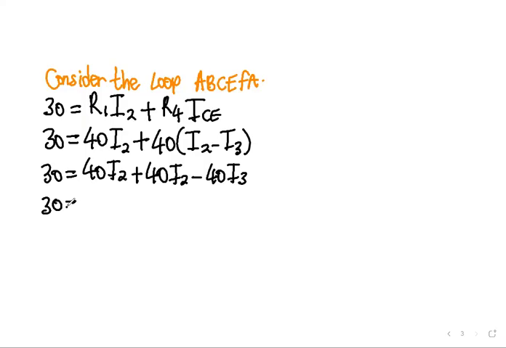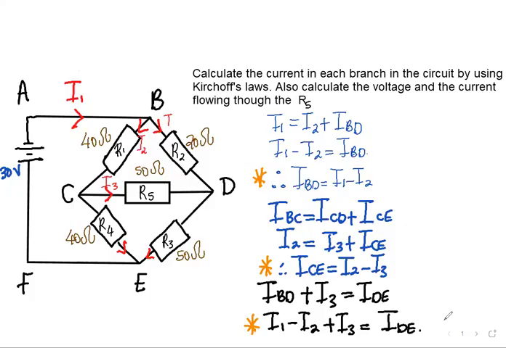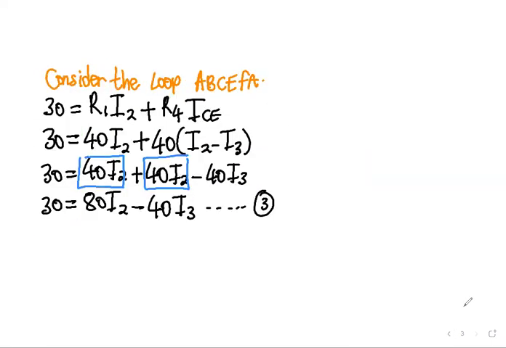So here we have 30 equals, and when you look at these two, we're going to add like terms. 40 I2 added to 40 I2, what are we going to get? That gives us 80 I2. So we write 80 I2 minus 40 I3. That on its own represents our equation number 3. Now the tricky part about using Kirchhoff's laws is that one mistake with a negative sign or a positive sign, then everything is going to be wrong. So you must make sure that when you solve these questions, you don't rush.